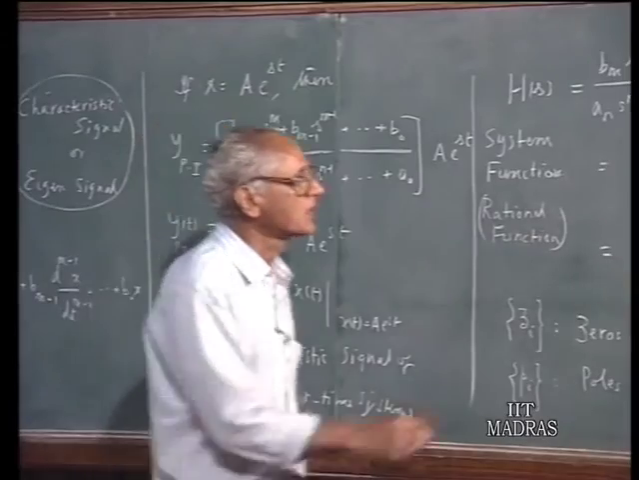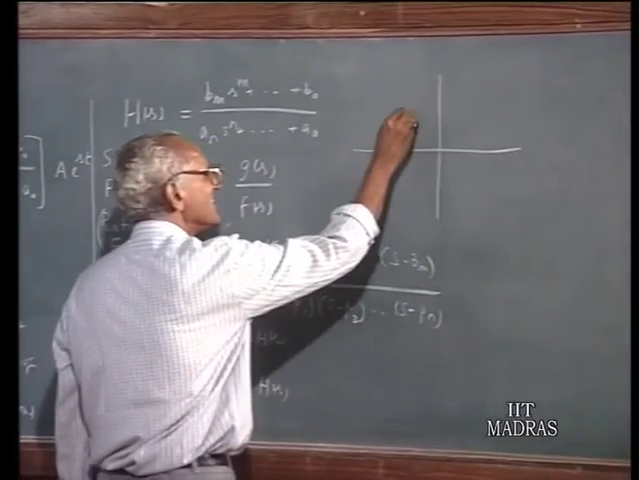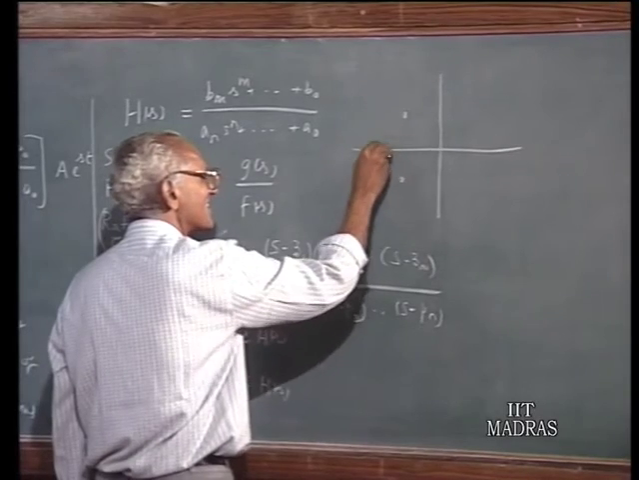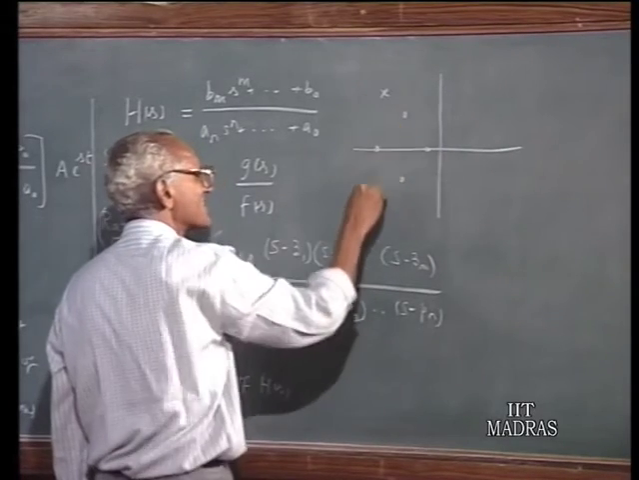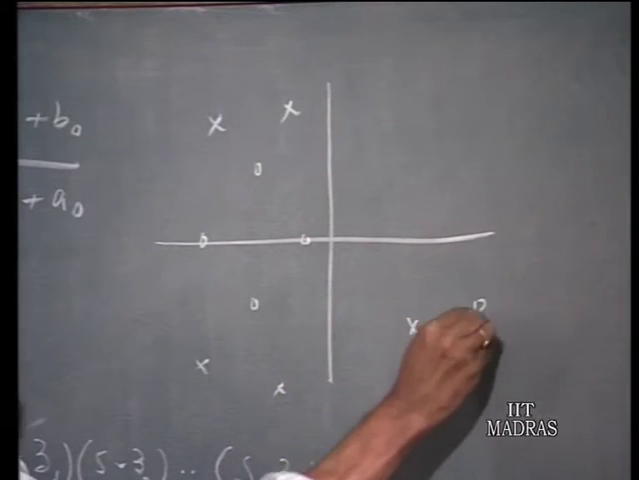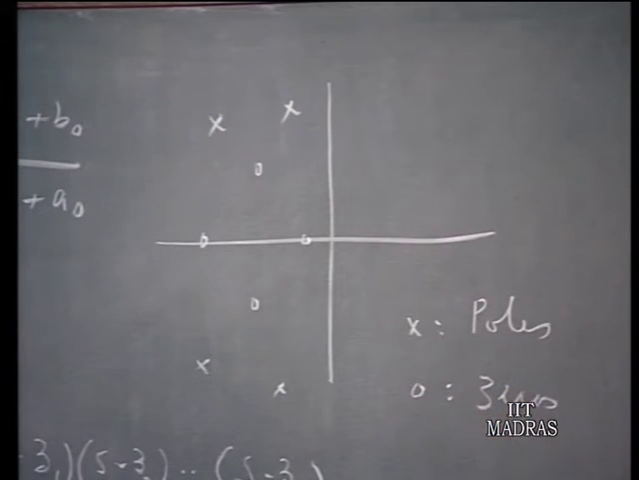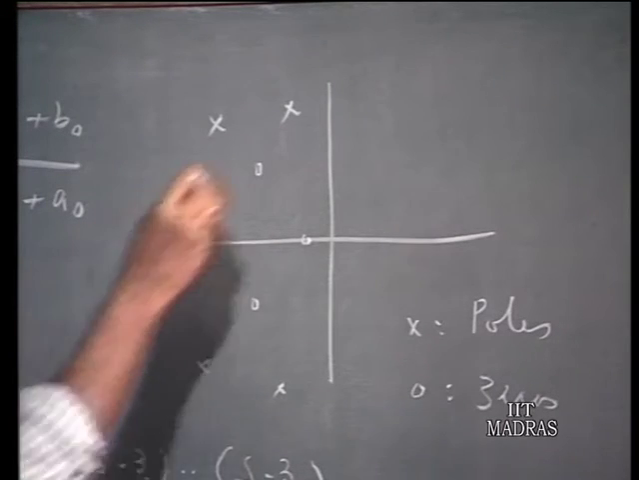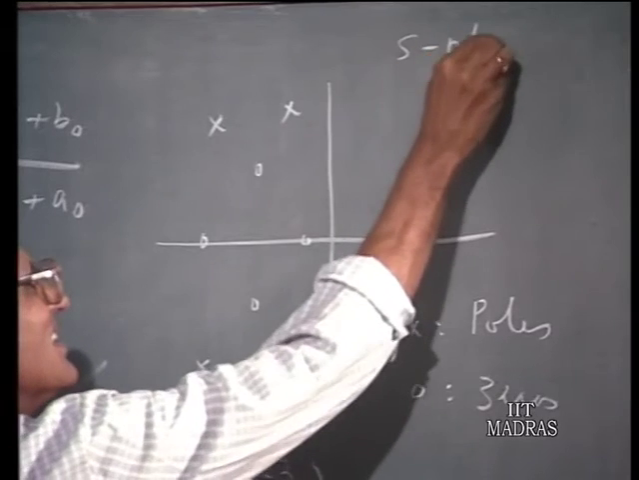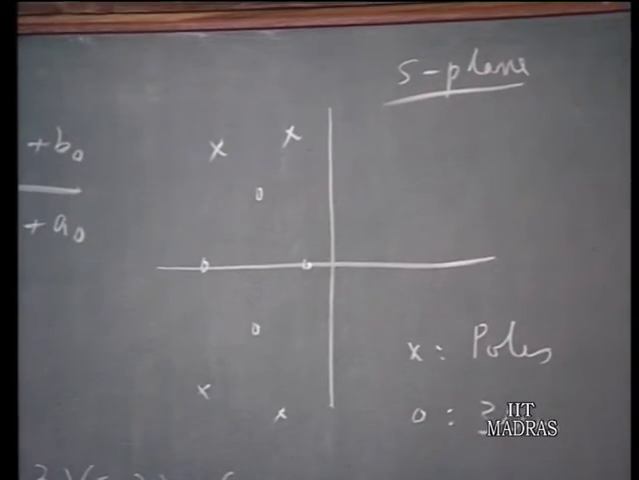These are usually represented in the complex plane, where the zero locations are given like this and the pole locations are given by crosses. So, these represent poles and the zeros are represented by small circles. Since these values are in general complex, they can be represented in the complex plane. This is called the s plane or complex plane, and the values of the zeros and poles are represented in this fashion.